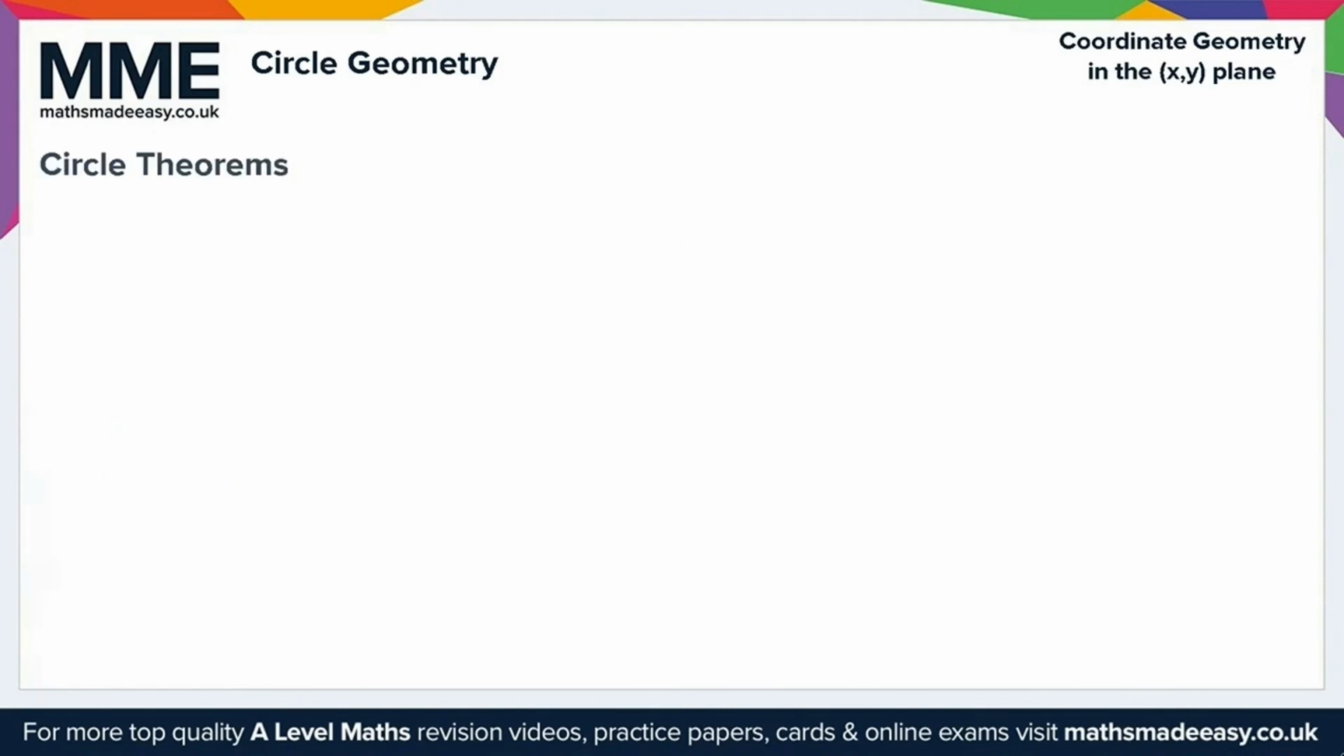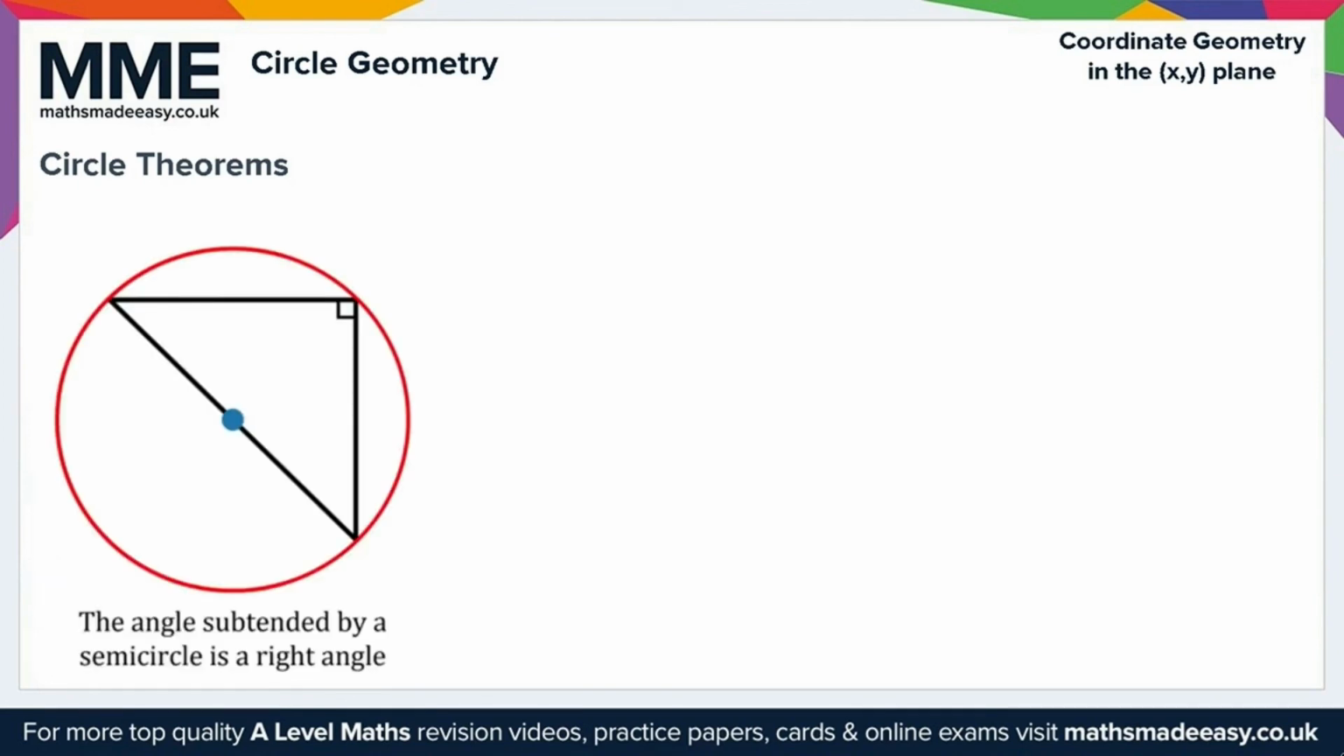And finally, we can take a look at circle theorems. Circle theorems are an extremely powerful tool when solving geometrical problems involving circles. The first circle theorem that we can use is the fact that the angle subtended by a semicircle is a right angle. You may want to take note of these circle theorems.